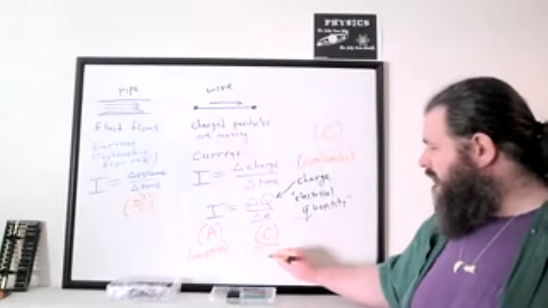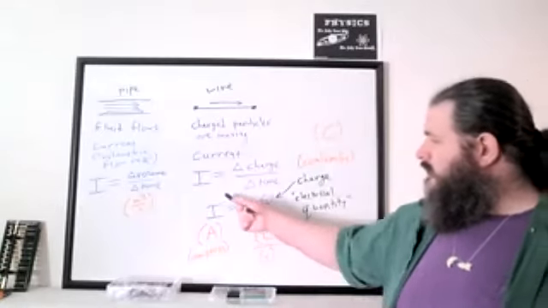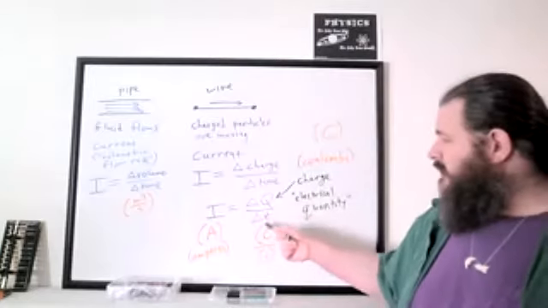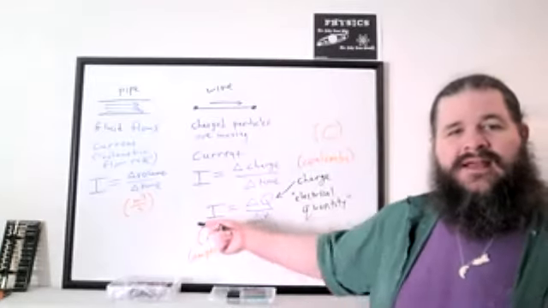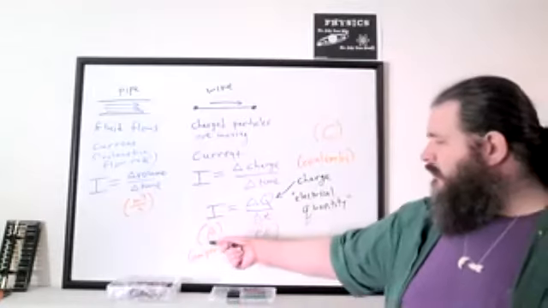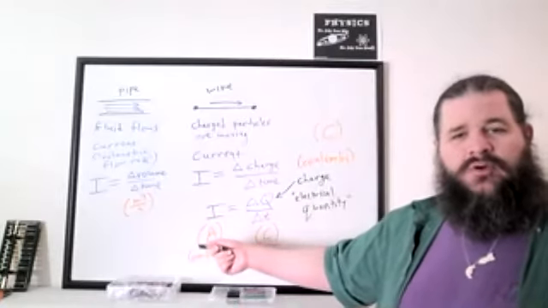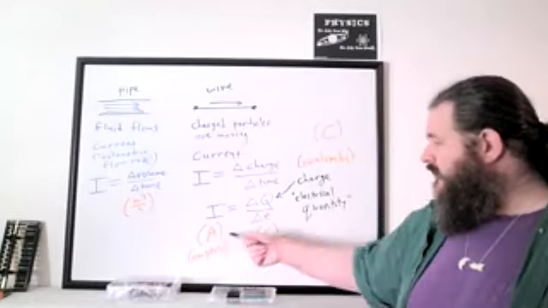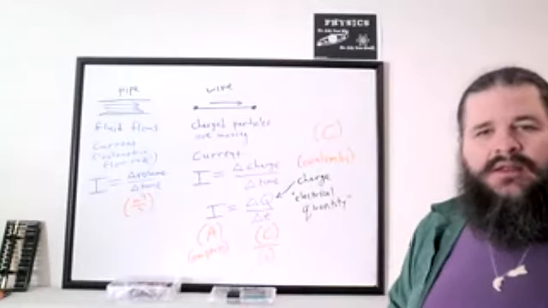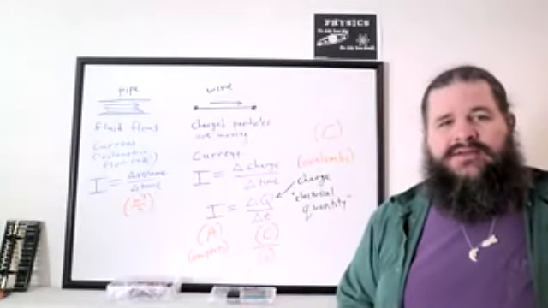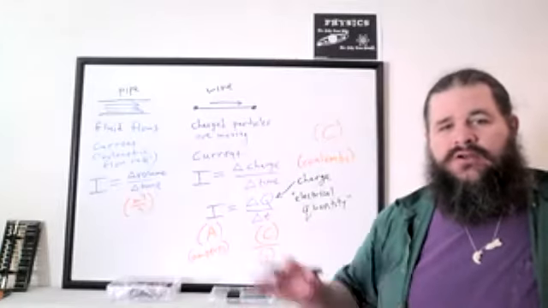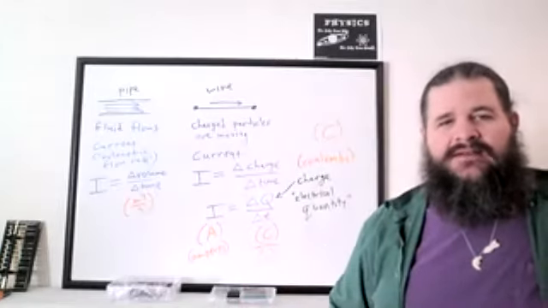Time is measured in seconds. So electrical current is measured in coulombs per second, which is abbreviated as amperes. So 1 ampere, or usually just called 1 amp for short, means 1 coulomb per second. That is, 1 amp of current means that 1 coulomb of charge flows past that point every second.